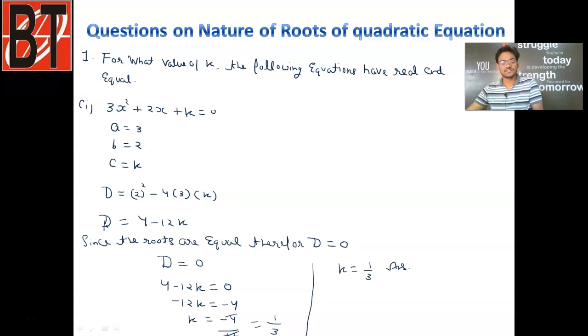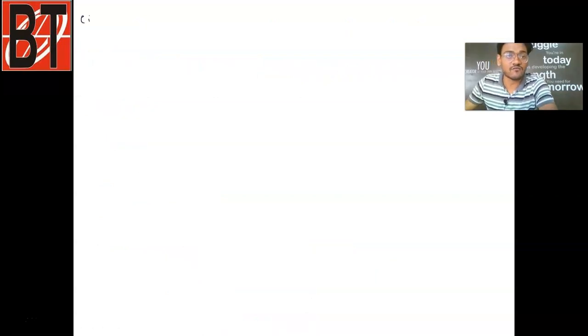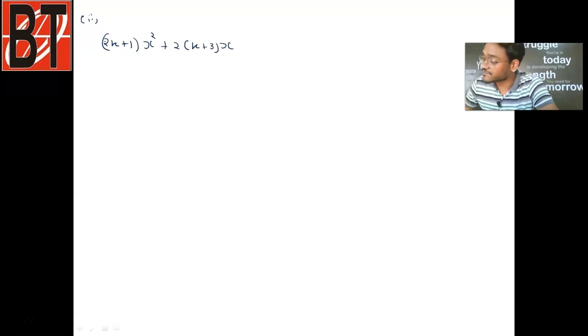Okay, students, let's take the second part of the same question. Okay, the second part I am taking in this way, students. Suppose the given equation is (2k plus 1) x square, then plus 2 times (k plus 3), in the bracket we have k plus 3, and then it's x, then plus (k plus 5), and it's 0. Okay, and we have to find the value of k again.